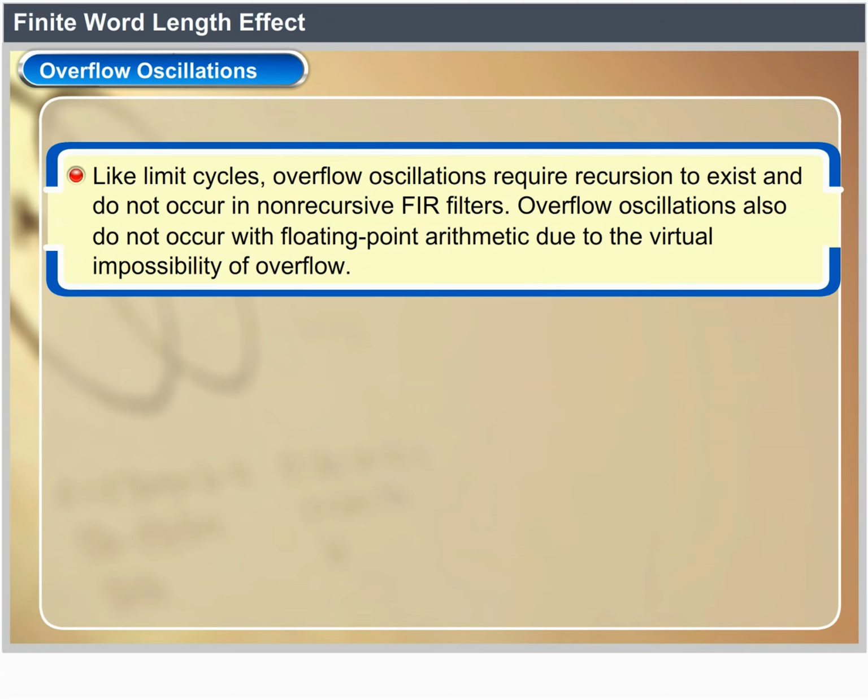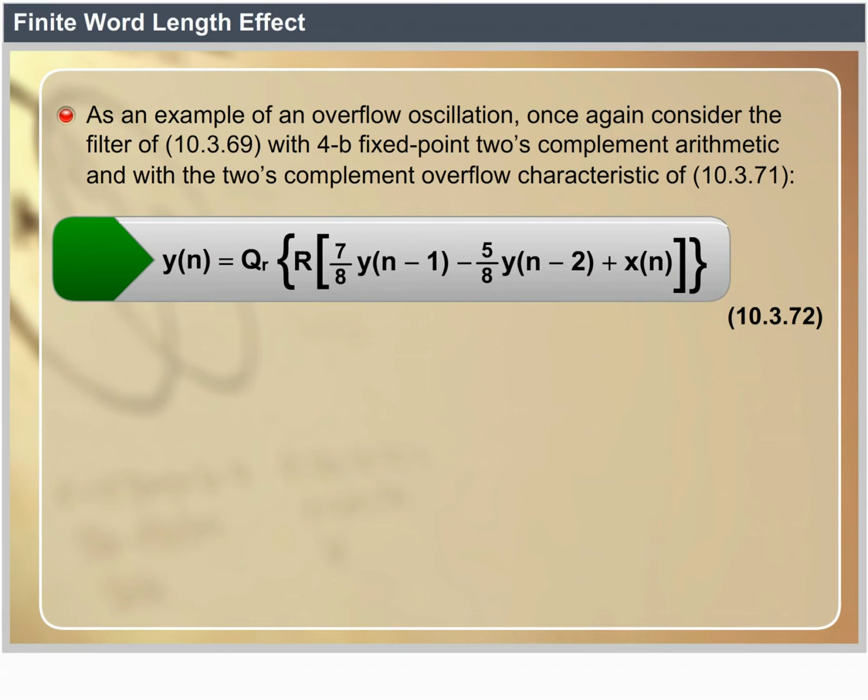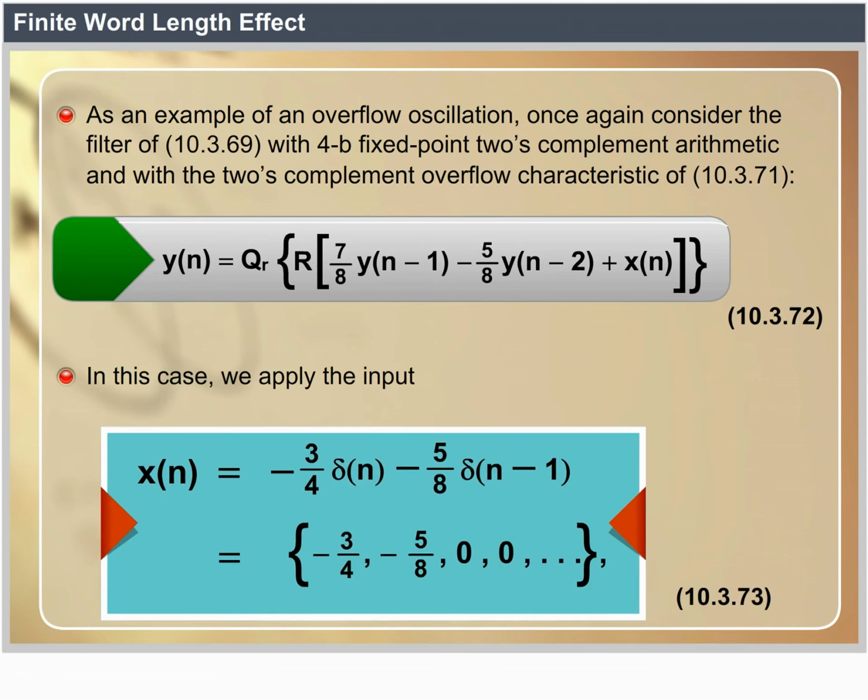As an example of an overflow oscillation, once again consider the filter of 10.3.69 with 4-bit fixed-point 2's complement arithmetic and with the 2's complement overflow characteristic of 10.3.71. y(n) = Q_R[7/8 y(n-1) - 5/8 y(n-2)] + x(n), equation 10.3.72. In this case, we apply the input x(n) = -3/4 δ(n) - 5/8 δ(n-1) = -3/4, -5/8, 0, 0, etc., equation 10.3.73.